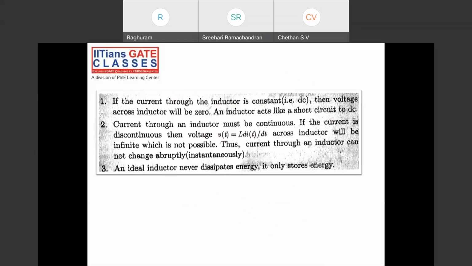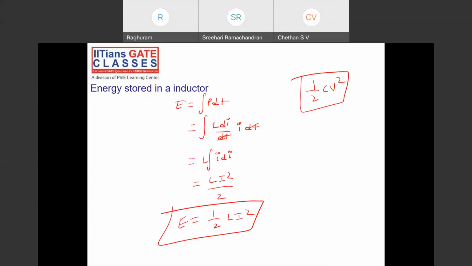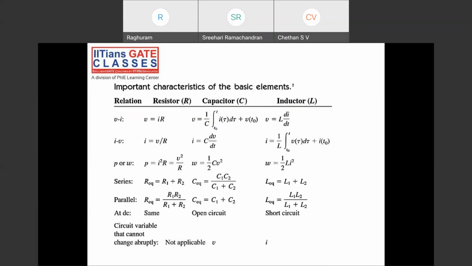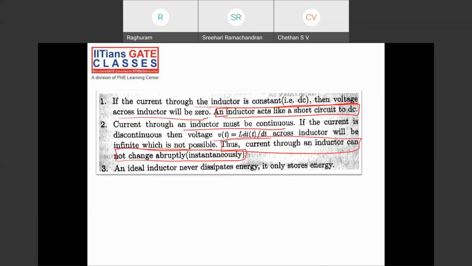Summary. If the current through the inductor is constant, that is DC, then the voltage across the inductor will be zero, and the inductor acts as a short circuit to DC. Next, current through an inductor must be continuous. If the current is discontinuous, then the voltage v of t equals L di by dt across the inductor will be infinite, which is not possible. Thus, current through the inductor cannot change abruptly. That means the inductor opposes sudden changes in current, and a capacitor opposes sudden changes in voltage.